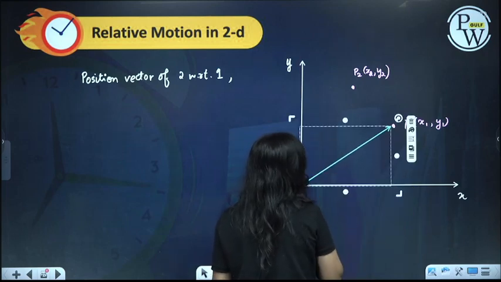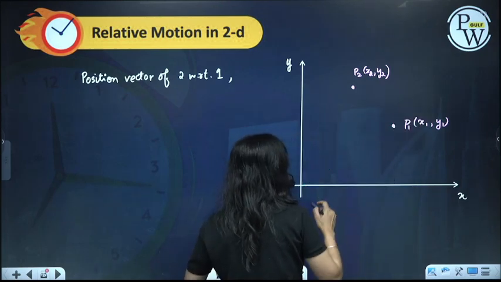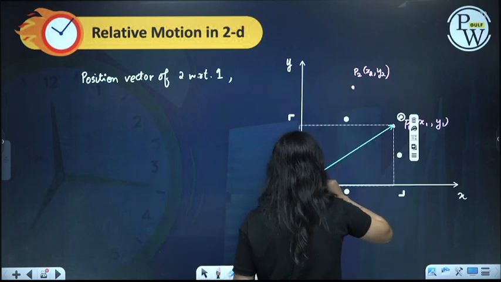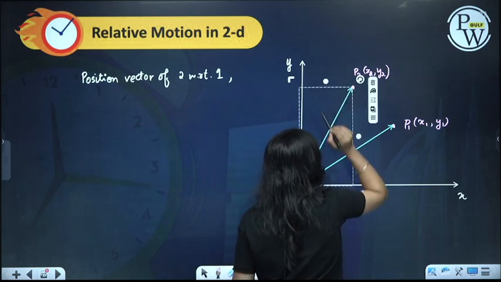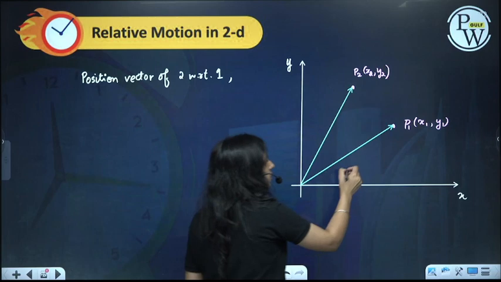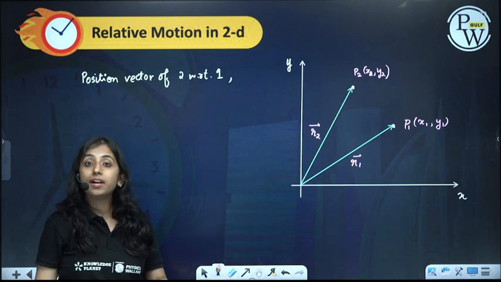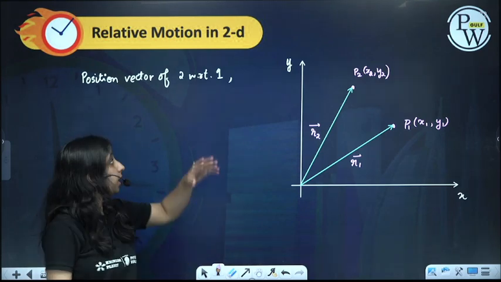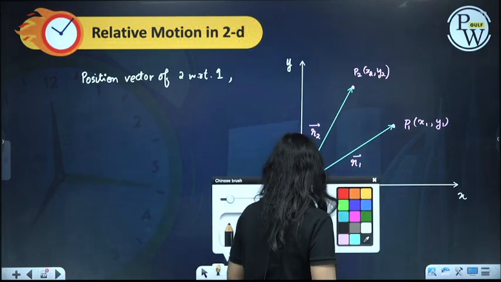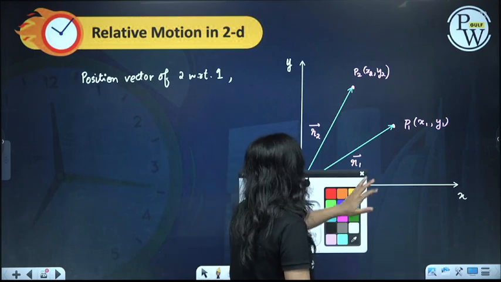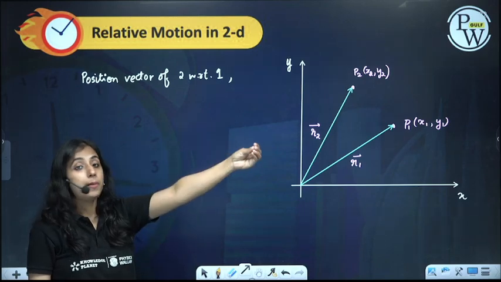Now this will be my position vector of the coordinate 1, and similarly this will be my position vector of the coordinate 2. So this is our r1 vector and this is our r2 vector. Now when we are observing the motion from 1, what will my first particle see? It will see itself at the origin and then measure that.